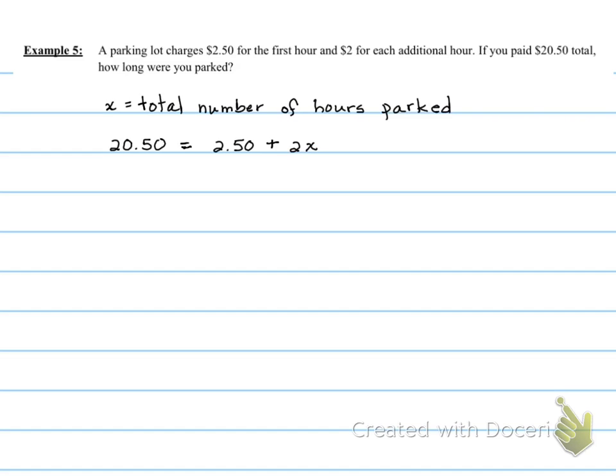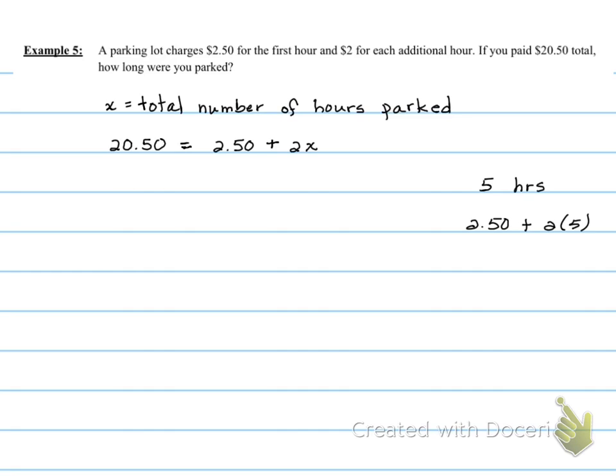Excellent. Now there's only one problem with this, which is that I paid double for the first hour. So if I parked for 5 hours, then using this formula, I would say I paid $2.50 for the first hour, and then I paid $2 for 5 hours, which means I paid for that first hour twice, right? Does that make sense? I don't want to pay for the first hour twice.